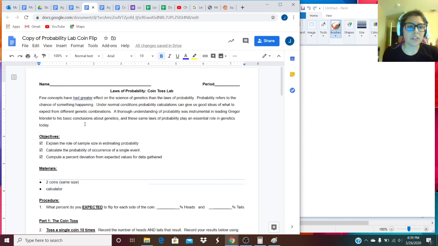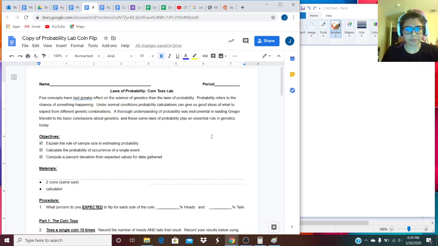Okay, here we go. So a few concepts have had greater effect on the science of genetics than the laws of probability. Probability refers to the chance of something happening. Under normal conditions, probability calculations can give us good ideas of what to expect from different genetic combinations. A thorough understanding of probability was instrumental in leading Gregor Mendel to his basic conclusions about genetics, and these same laws of probability play an essential role in genetics today.